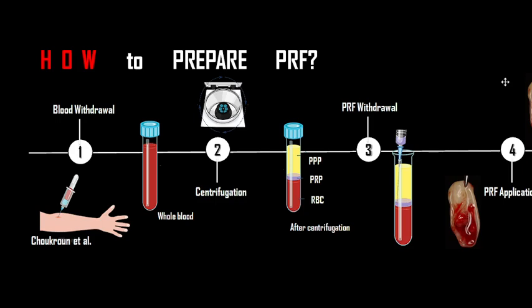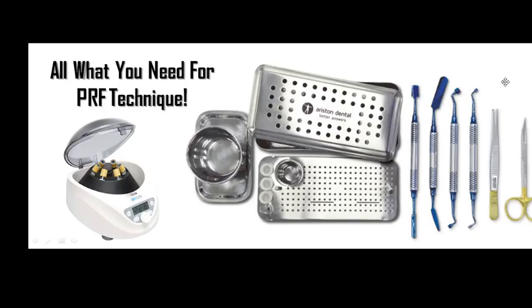Where we have the PPP and PRP, and lowest with the highest density, which is the RBC, and we have the PRF. What do we need for our PRF technique? We need our kit, of course, the centrifuge, the box which contains the plate to compress the PRF and to get the membrane, the stainless steel cup for sticky bone formation, and the bone condenser and scissor and tweezer.